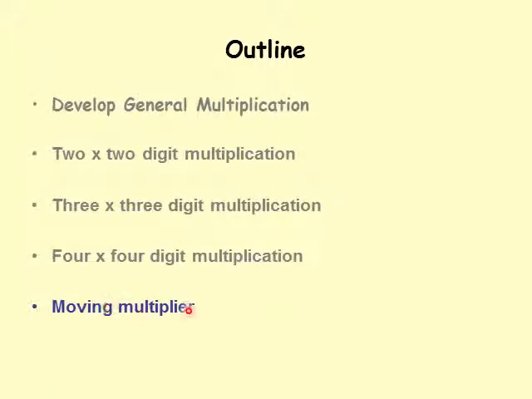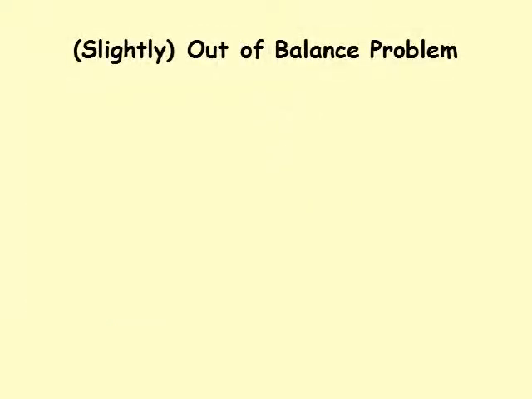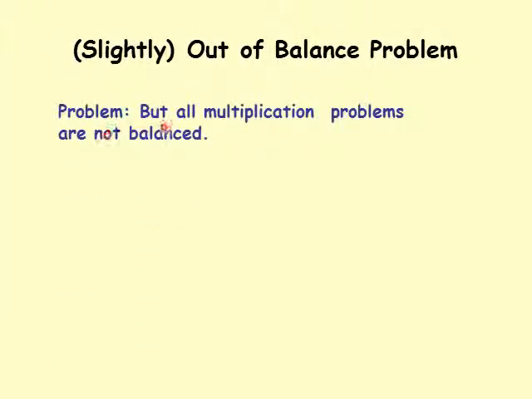We would discuss moving a multiplier and see where we would use a moving multiplier here. Let's continue. See what the problem is, but all multiplication problems are not balanced. By balanced I mean that the number of digits in the multiplicand is equal to the number of digits in the multiplier. So we did problems like 2 by 2, 3 digits by 3 digits, and 4 digits by 4 digits, but we don't always have a balanced problem.